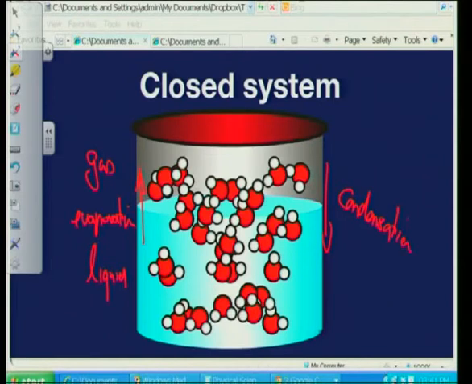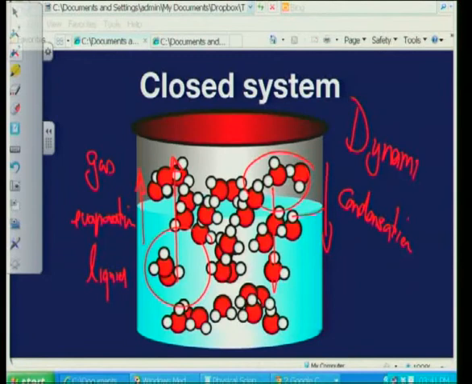At a macroscopic level, nothing's changing. But at a microscopic level, these particles are becoming liquid particles, and liquid particles are becoming gaseous particles. The rate of this change is equal. And so overall, it would appear that there's nothing happening. This is an example of dynamic equilibrium. And so it's important for us to recognize this isn't stationary. There is change at a microscopic level.